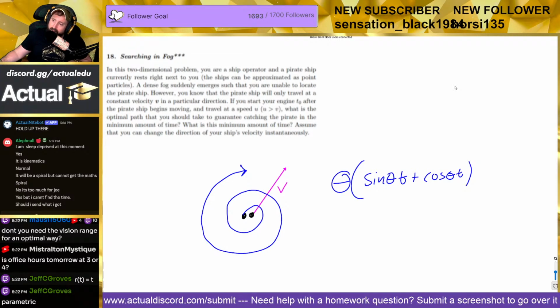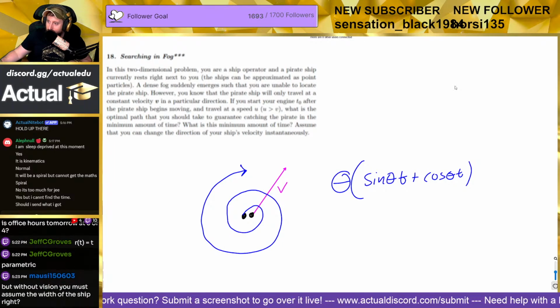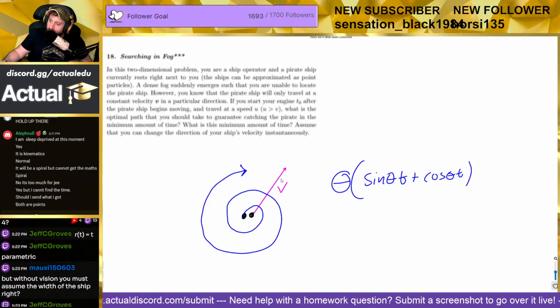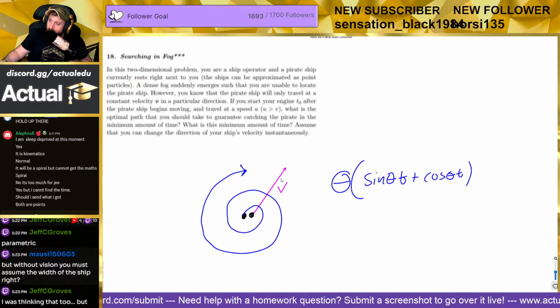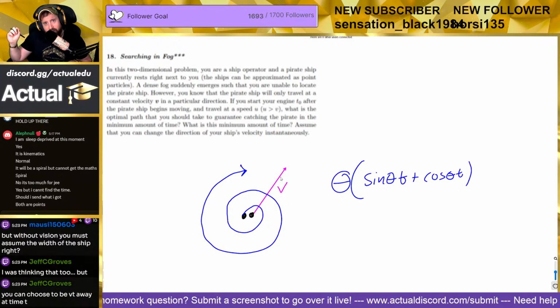That's rough. Let me think. Also, wait, how big is the pirate ship? Yeah, exactly, right? Don't you need to know the width of the pirate ship? Because you're basically asking where does this intersect with this? And that's going to be really tricky to do exactly at some exact point in T.